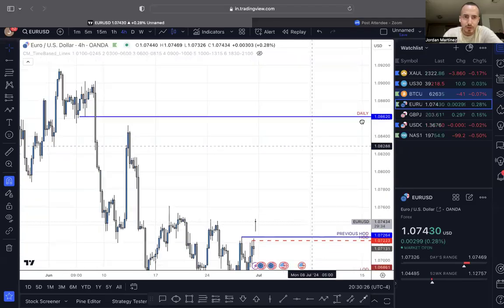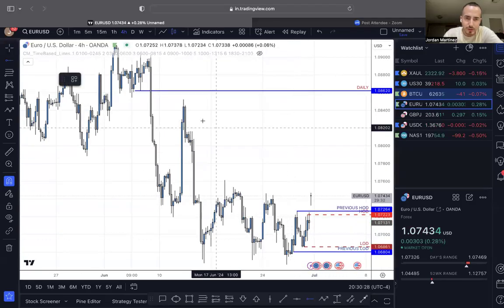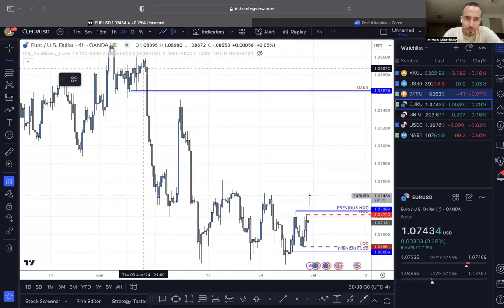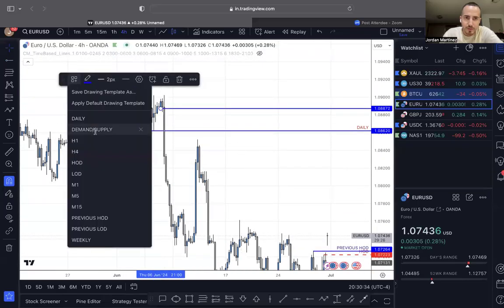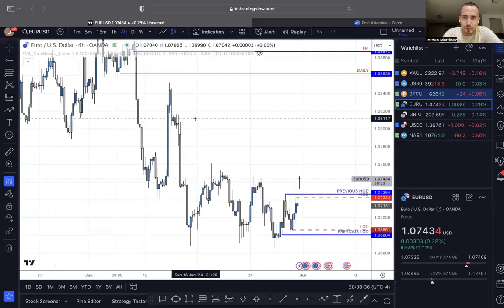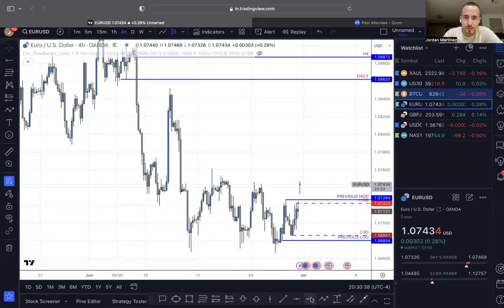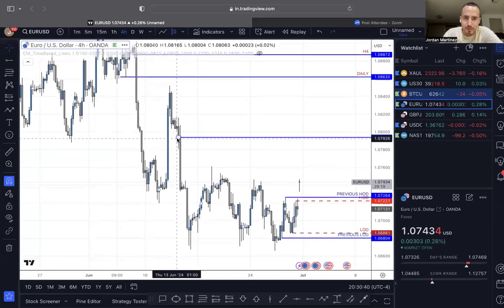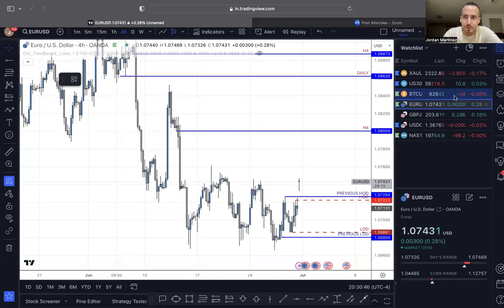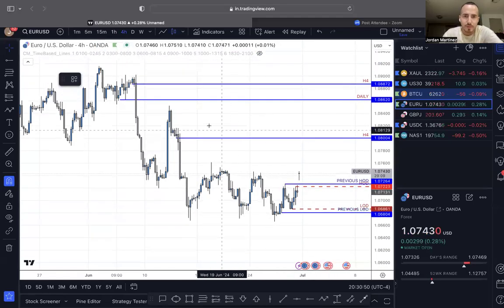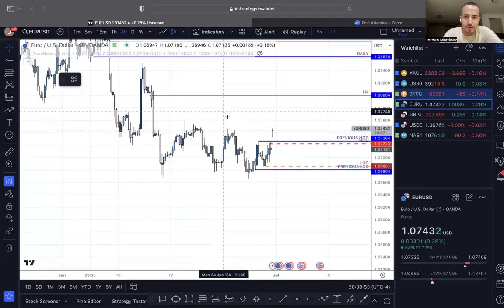All right, now we go to the H4 time frame and we still clean up our chart a little bit. On the H4 time frame, we have this area right here, H4 supply, and this one right here, H4. Perfect. So we've got H4, H4.